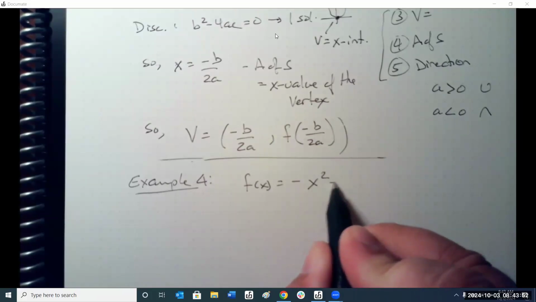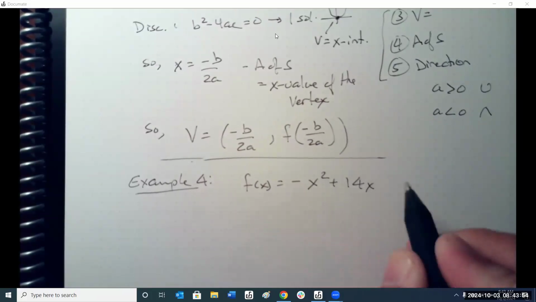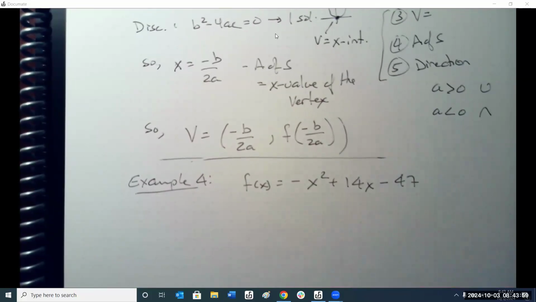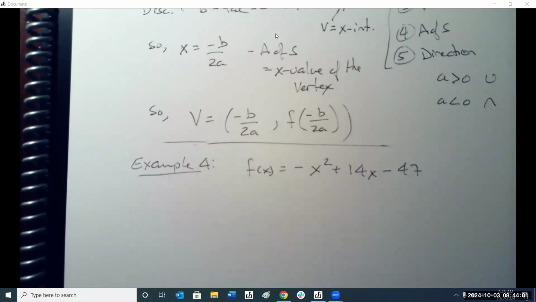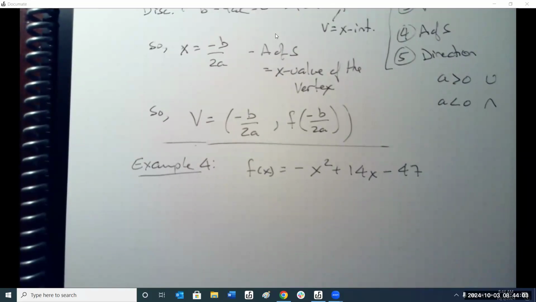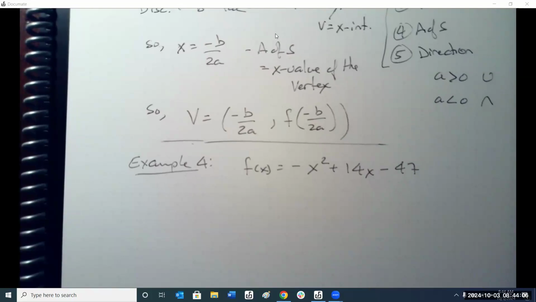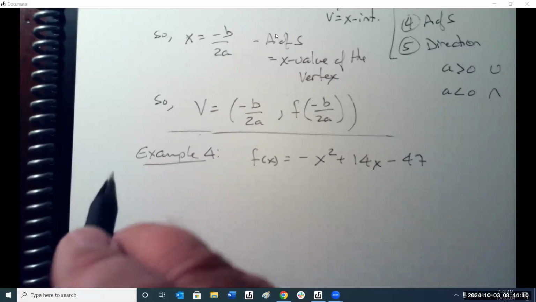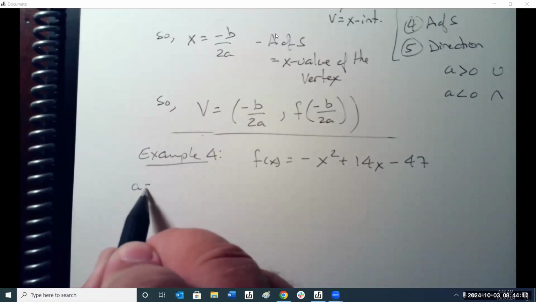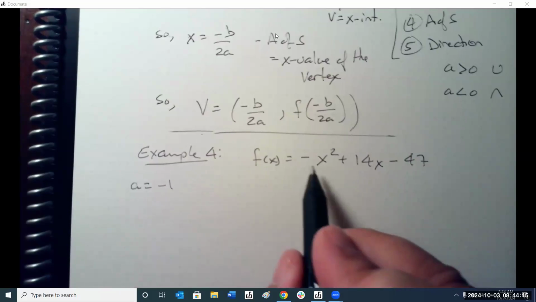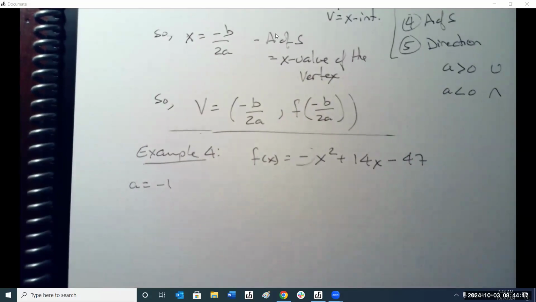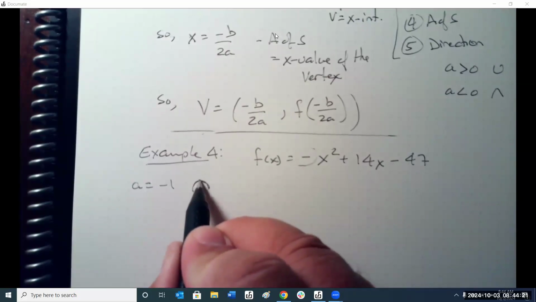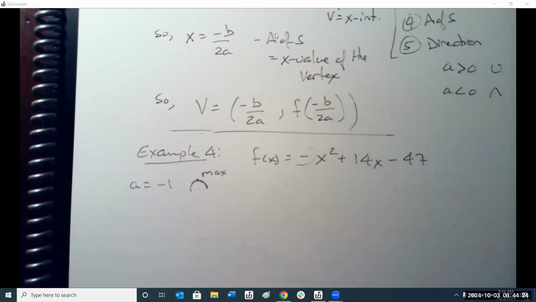Negative x squared plus 14x minus 47. Because now that we know this form, it tells us a little bit more to find the x-intercept and the y-intercept. So what can we tell from this one? First off, we know that a is -1, so it opens down, and we have a maximum.